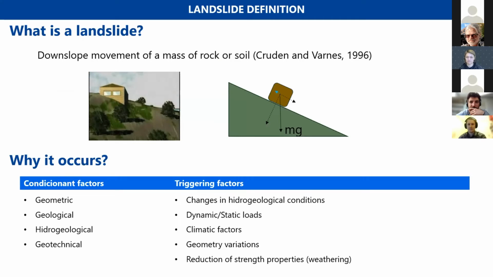So what is a landslide? Cruden and Varnes define it in a very simple way: the downslope movement of a mass of rock or soil. Why do they occur? There are some conditioning factors, such as the geometry of the slope or the geotechnical properties of the materials. And there are also triggering factors, for example, heavy rains that will make changes in the hydrological conditions, or the reduction of the strength properties due to weathering.